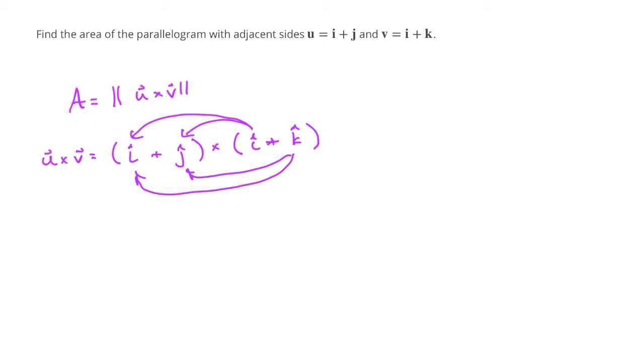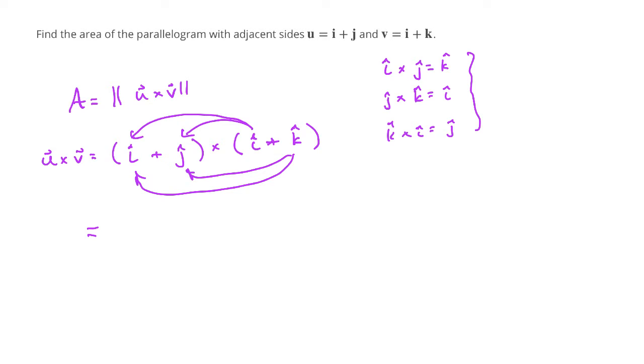It's actually anti-commutative. And so remember with our cyclic permutations, we have i cross j is equal to k. Shift everybody to the left. j cross k is going to be equal to i. Shift to the left. k cross i is then going to be j. If we have the separate order, it introduces a negative.